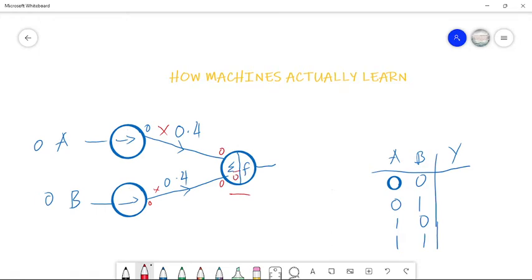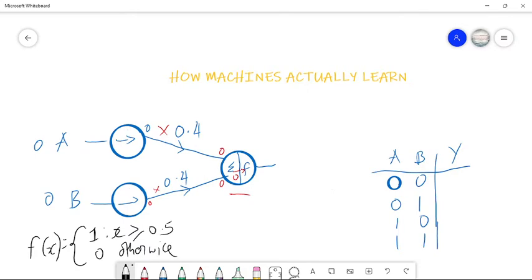Then this 0 is fed into this function f. Now this function, f of x, is such that its output is 1 when x is greater than or equal to 0.5, and it is 0 otherwise. Now in this case, x, which is 0 that's fed into the function, is equal to 0, so f of 0 is equal to 0. And so when A and B are both 0, our output y is 0.